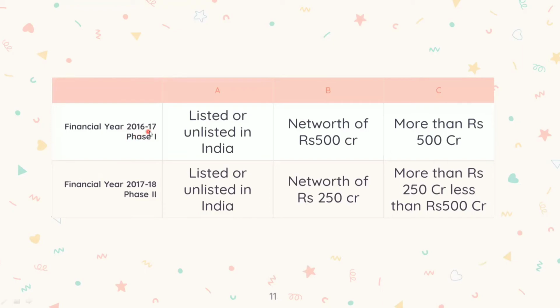In the financial year 2016-17, the first stage, the listed or unlisted companies in India, that means any company which is listed in the share market or not listed in the share market, all have to mandatorily adopt IFRS whose net worth is rupees 500 crores or more. Net worth comprises equity shares plus preference shares plus reserves and surplus. We call that the net worth of a company.